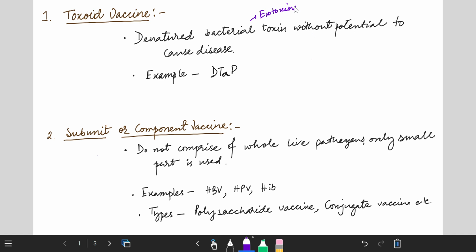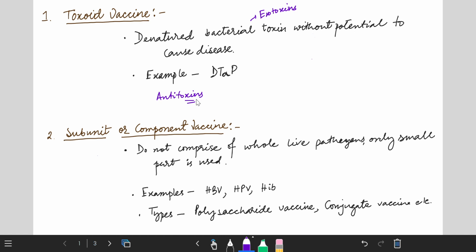This kind of toxoid vaccines is actually considered a safe and effective vaccine against bacterial infections like tetanus and diphtheria, which stimulates the immune system to make antibodies that are known as antitoxins.